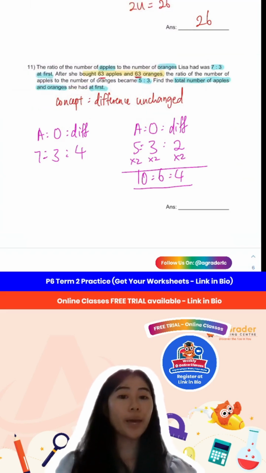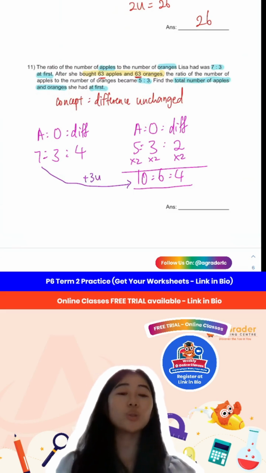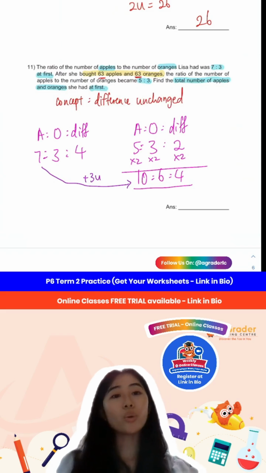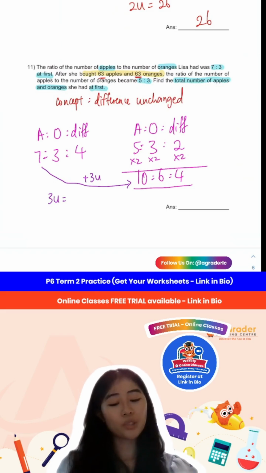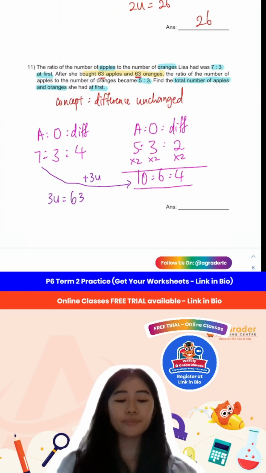Then you can compare both these ratios now. So for example, the apple from 7 units becomes 10 units. So your apples actually increased by 3 units, right? So why was there an increase of 3 units? It's because she bought 63 apples. So the increase is the 63 apples that she bought. So then, of course, you're going to find 1 unit, which is 21.